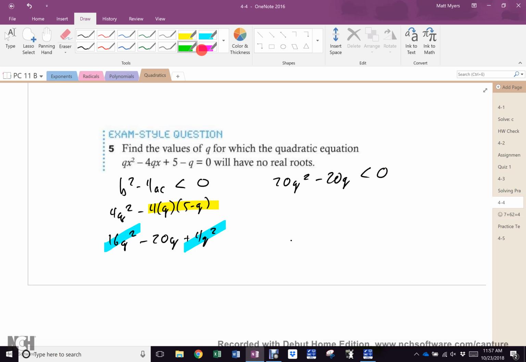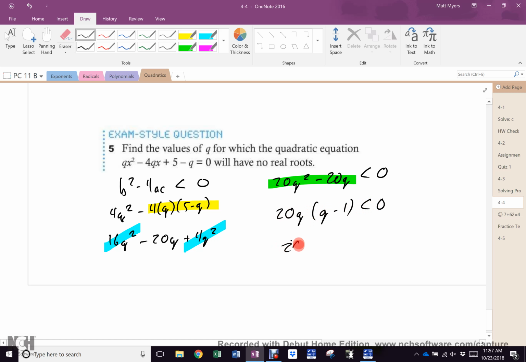What do you see that you can do there? You take out 20Q, yes? And what does that leave you with? Q minus 1, correct? Has to be less than 0. Is everybody still okay with me? All right, so once we're here, this has to be what? To make this less than 0, these have to be negative, don't they?